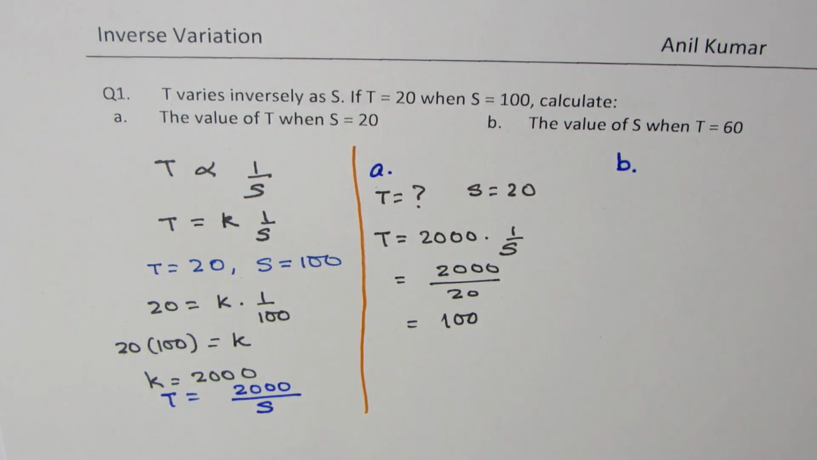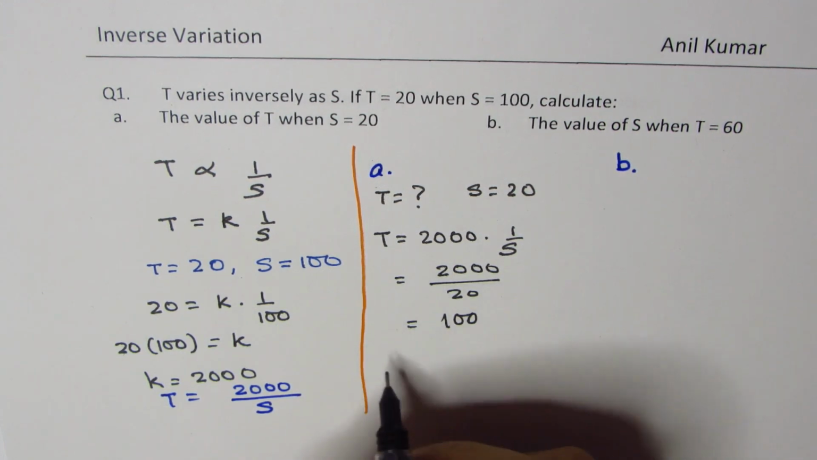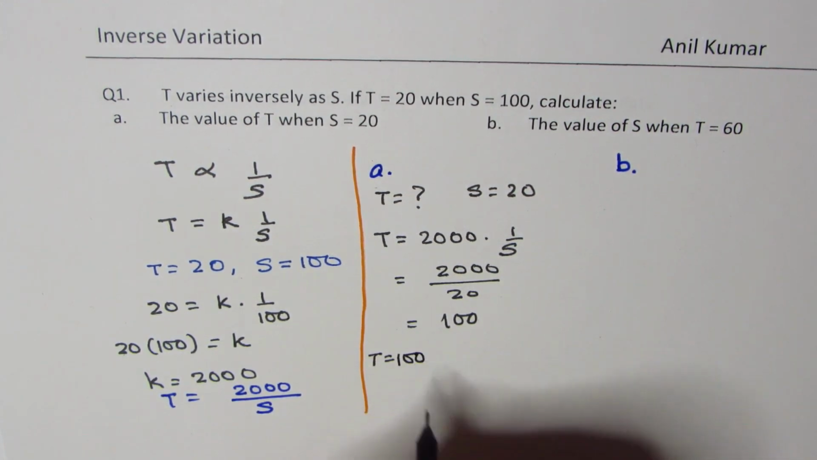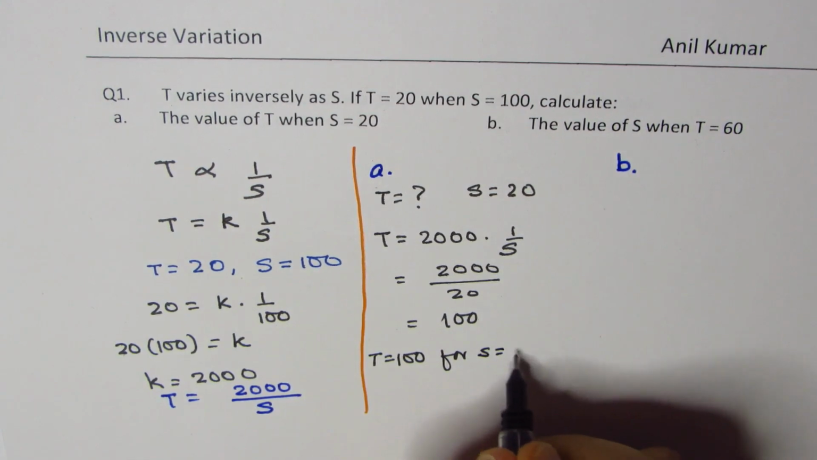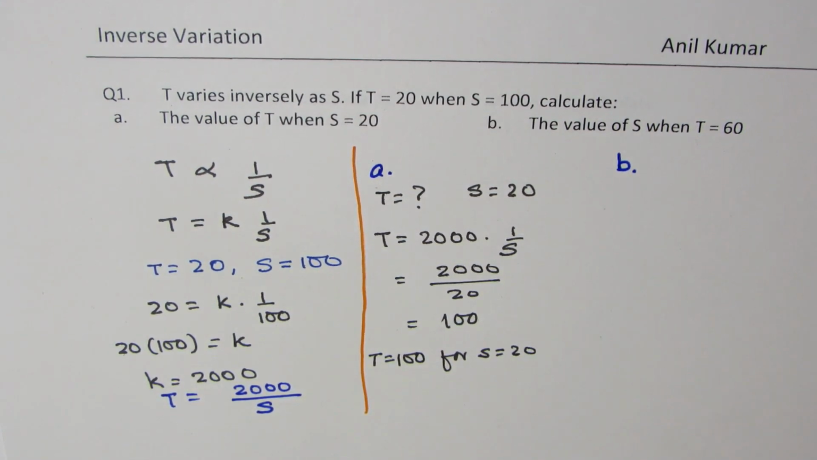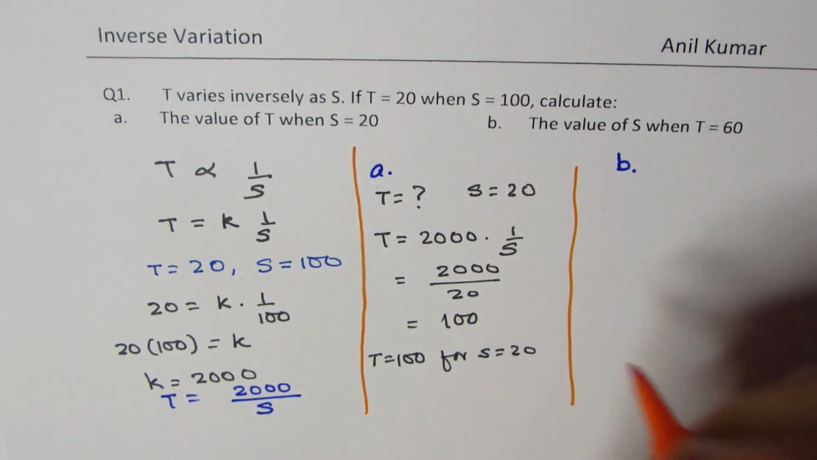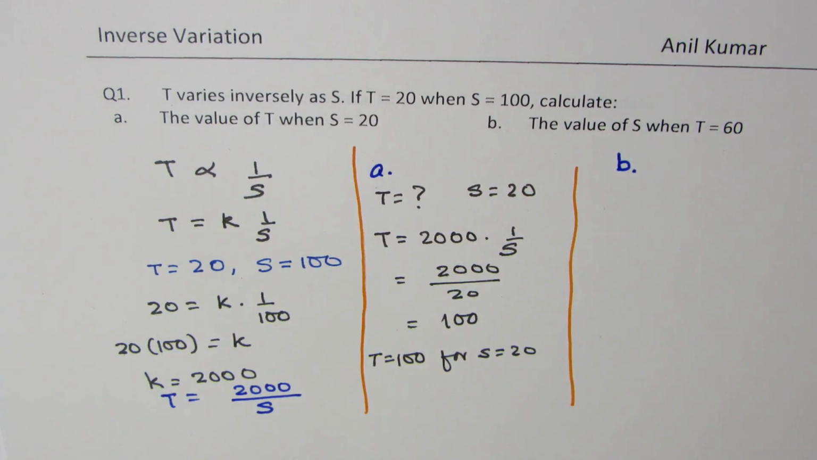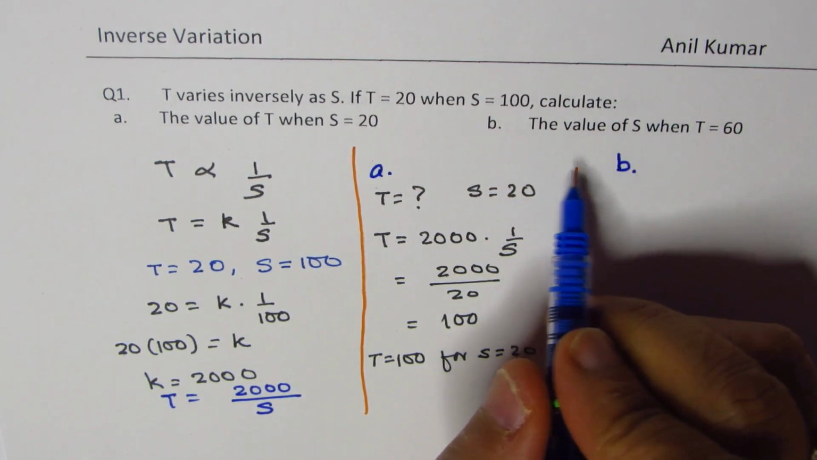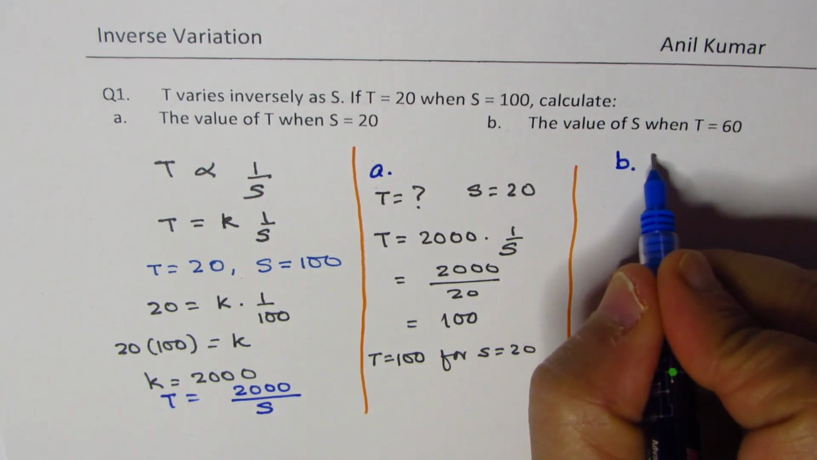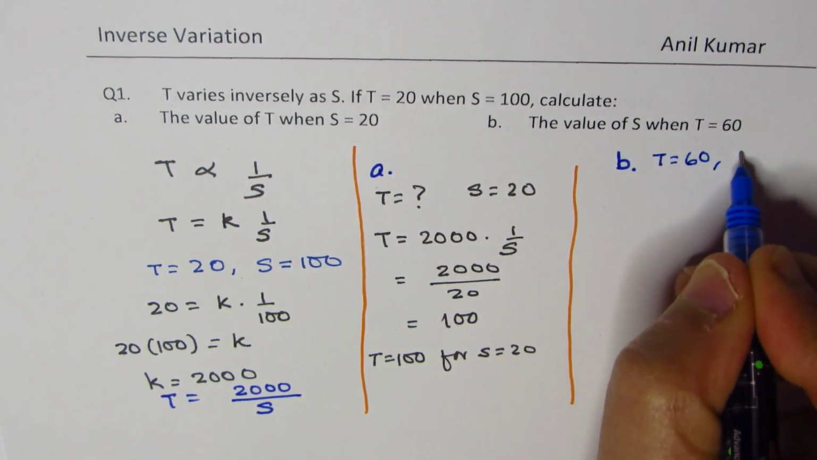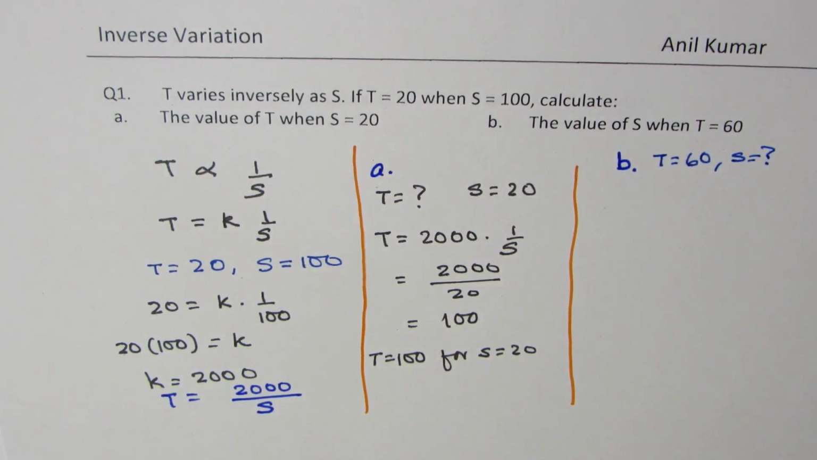Correct? So for a value of s equal to 20, we have t equals 100. Is that clear to you? Now let's take part B, where we are given t equals 60. We need to find what s is.